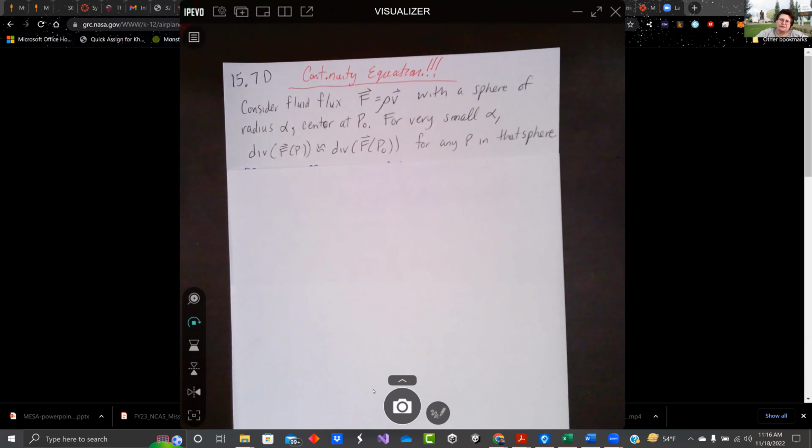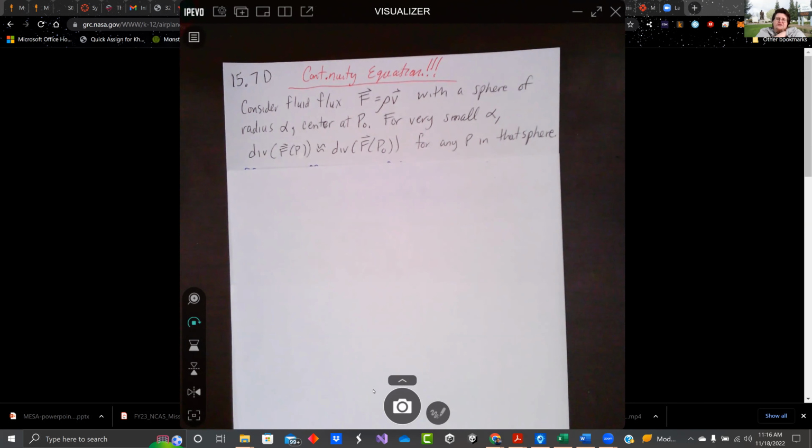Airplanes fly, things that go underwater, things that move through fluids. We need to understand how fluids work anywhere. So we're going back to that fluid flux. F is the density times the velocity.